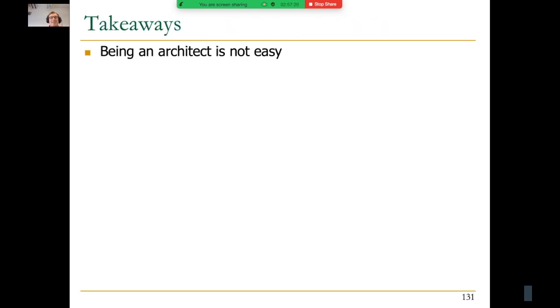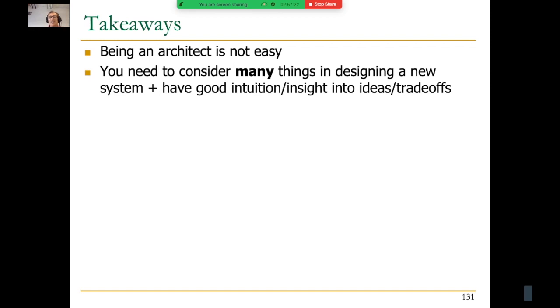Okay, we can talk more about this, but I will give you some takeaways basically. I think being an architect is not easy. You need to consider many things in designing a new system. You need to have good intuition and insight into ideas and trade-offs. And as a result of this, not many people are architects, right? That is true actually. If you look at the computing system stack, architecture is a relatively small group of people because they need to do a lot of different things.